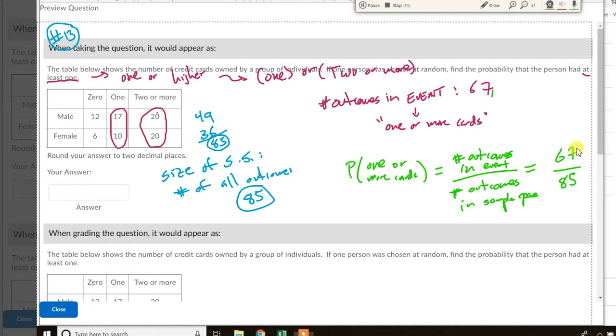I'm getting approximately 0.788. I'm putting approximate because we're rounding off. The decimal actually goes forever. Let's see, they want me to round to two decimal places. That'd be about 0.79 to two decimal places. And there we go. Okay, so it's the same concept over and over again. All right.